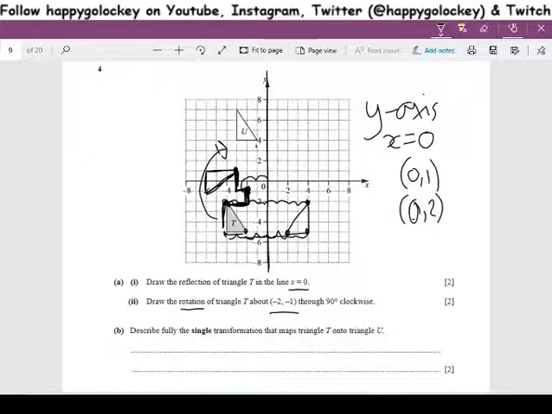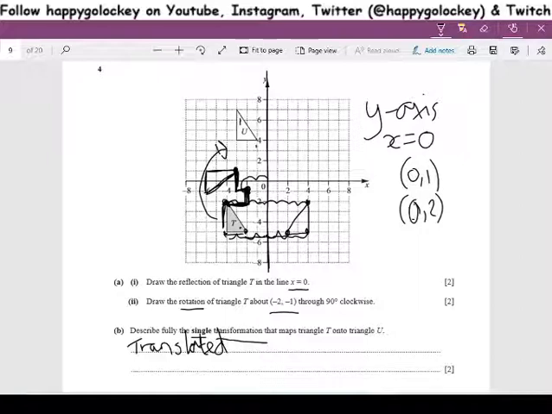Final section says, describe fully the single transformation that maps triangle T onto triangle U. There's triangle T there. Triangle U is up here, and it hasn't been reflected or turned around, hasn't been rotated, which is the only one left. The only transformation left is it must be translation. So we can say straight away it's been translated. When something's translated, imagine when someone translates a different language, it's the same words but just in a different position. That's what translation is. So this shape is going to slide onto U, and all we need to know is how far across and up it's going to move.